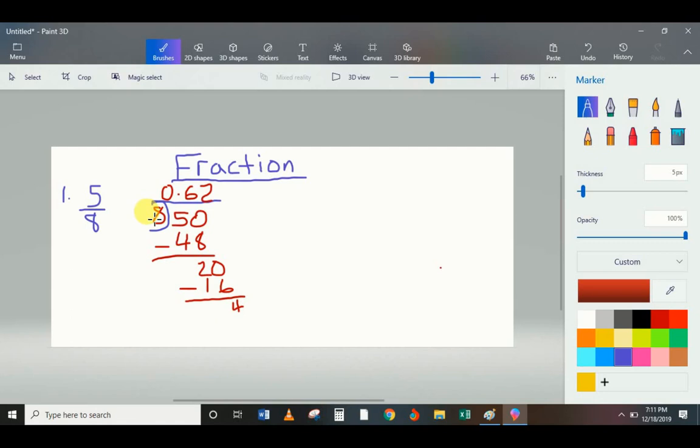So 8 into 4, you can't. You add a 0 right here. 8 into 40, 5 times. So I'm going to write 5 right here. 5 eights is 40. So 40 minus 40 leaves 0.